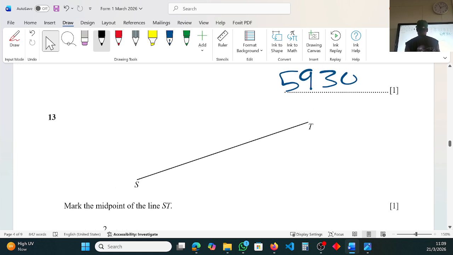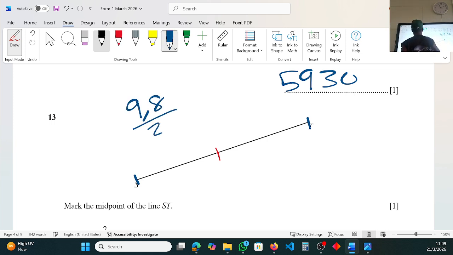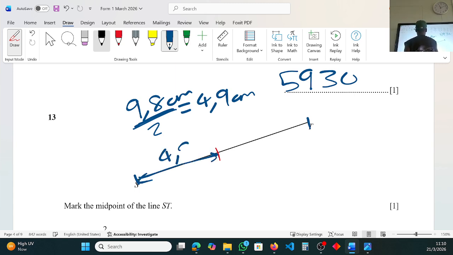Still moving. We've got a line there, and we are required to mark the midpoint of the line ST. So in essence, we need to make a measurement. Whichever measurement we get, when we divide it by 2, it will give us the midpoint. So approximately there, we should find our midpoint, given that we have done our measurement. So I'm saying, for instance, if our measurement happens to be 9.8, what we have to do is divide by 2, which will give us 4.9 centimeters. So we are assuming if this is the measurement, then from here to there should be 4.9 centimeters.